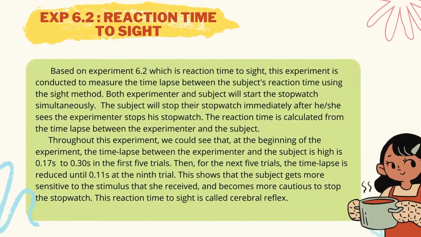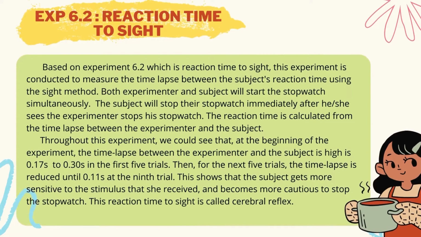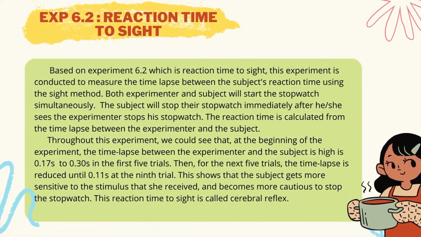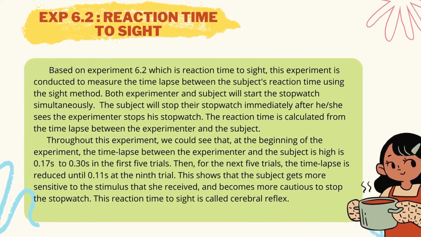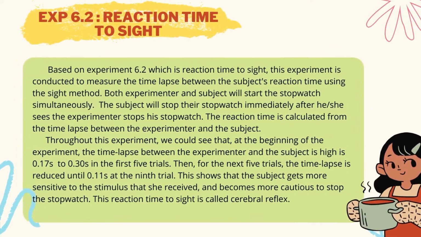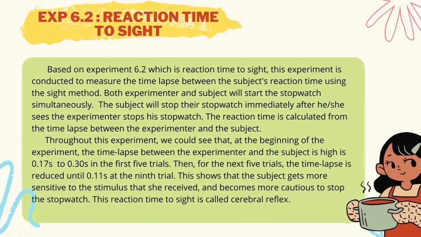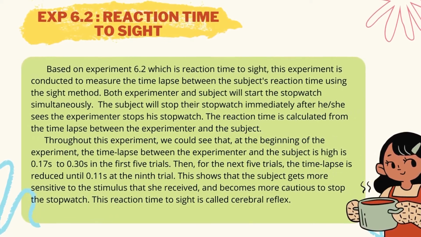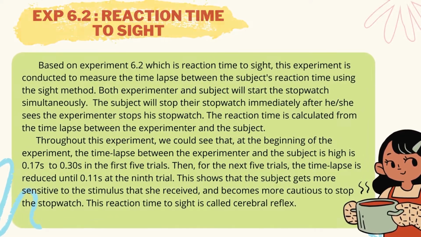In experiment 6.2, reaction time to sight, at the beginning of the experiment the time lapse between the experimenter and subject recorded is quite high, from 0.17 seconds until 0.30 seconds at the 5th trial. However, during the last 5 trials, the time lapse is reduced until 0.11 seconds at the 9th trial. This shows that the subject gets more sensitive to the stimulus she received and becomes cautious to stop the stopwatch.